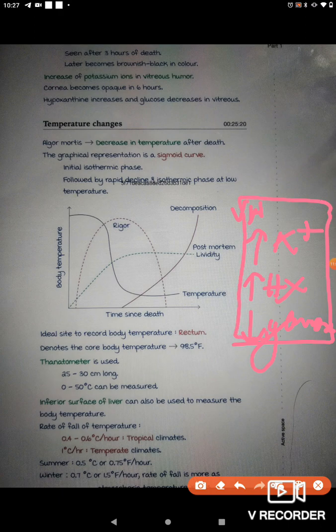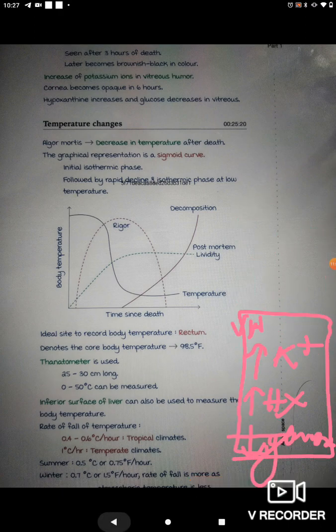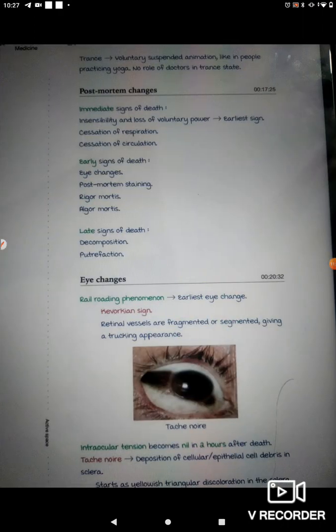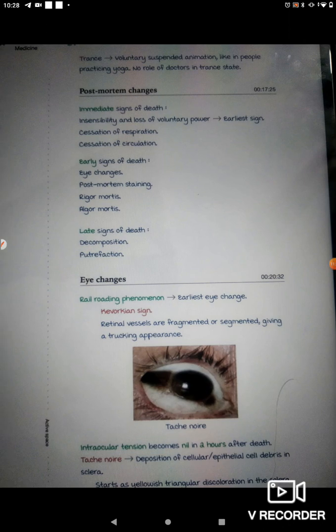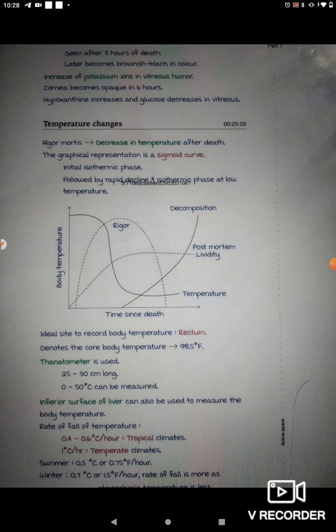The early signs are eye changes, postmortem staining, rigor mortis, and algor mortis. Eye changes are done: the Kevorkian sign or railroading phenomenon or trucking appearance of the retinal vessels, the intraocular tension, tachynoid formation, and the biochemical changes in the vitreous humor, with increase in potassium and hypoxanthine and decrease in glucose. Then we will see the temperature changes.